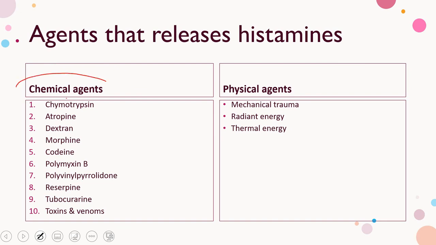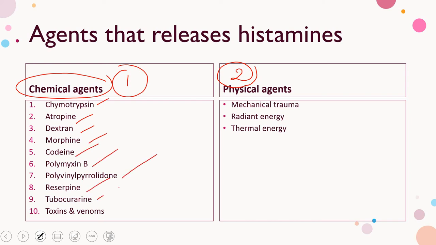The release of histamine may be, number one, due to a chemical agent, and number two, due to a physical agent. These are the agents that cause the release of histamine from the mast cells. In the case of physical agents, there may be mechanical trauma, radiant energy, or thermal energy. They can also trigger the release of histamine.